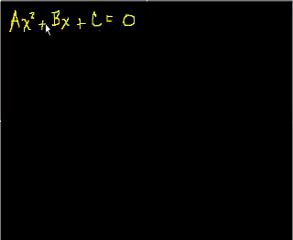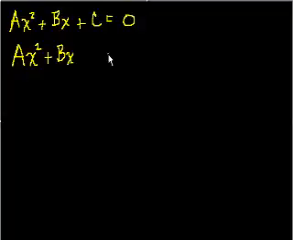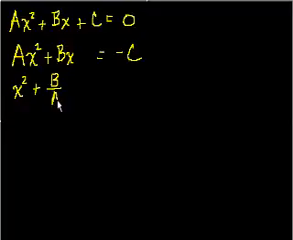So how do we do that? Well, let's subtract c from both sides, so we get ax squared plus bx is equal to minus c. And just like I said in the completing the square video, I don't like having this a coefficient here. I like just having a 1 coefficient on my x squared term. So let me divide everything by a. So I get x squared plus b over a x is equal to, you have to divide both sides by a, minus c over a. Now we are ready to complete the square.